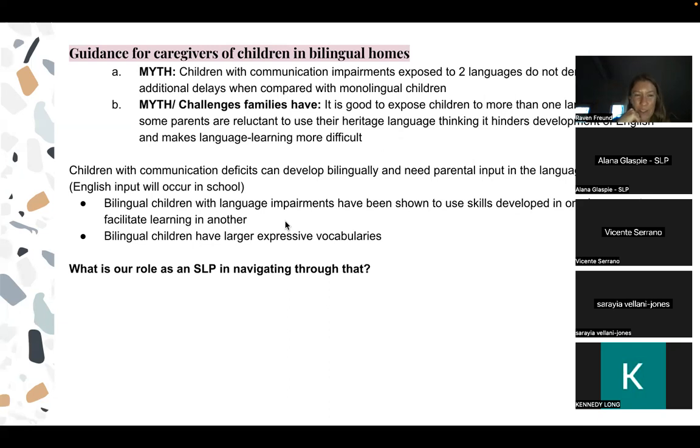Let's see, bilingual children, you guys can just read through that. And that's pretty much what I just went over. What is our role as the SLP in navigating through that? Our role is always to educate and inform and provide research-based information and support our families and clients.